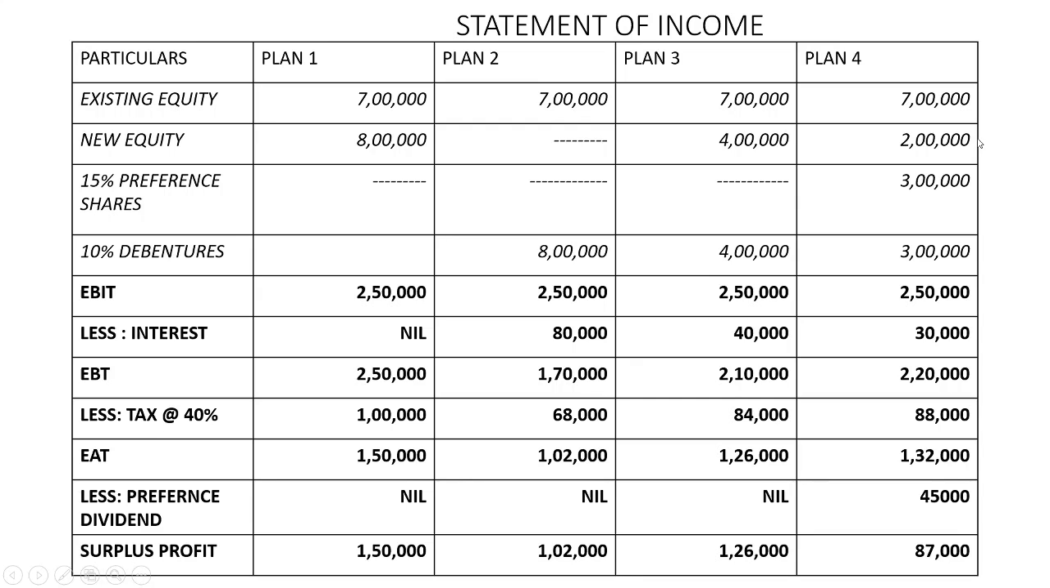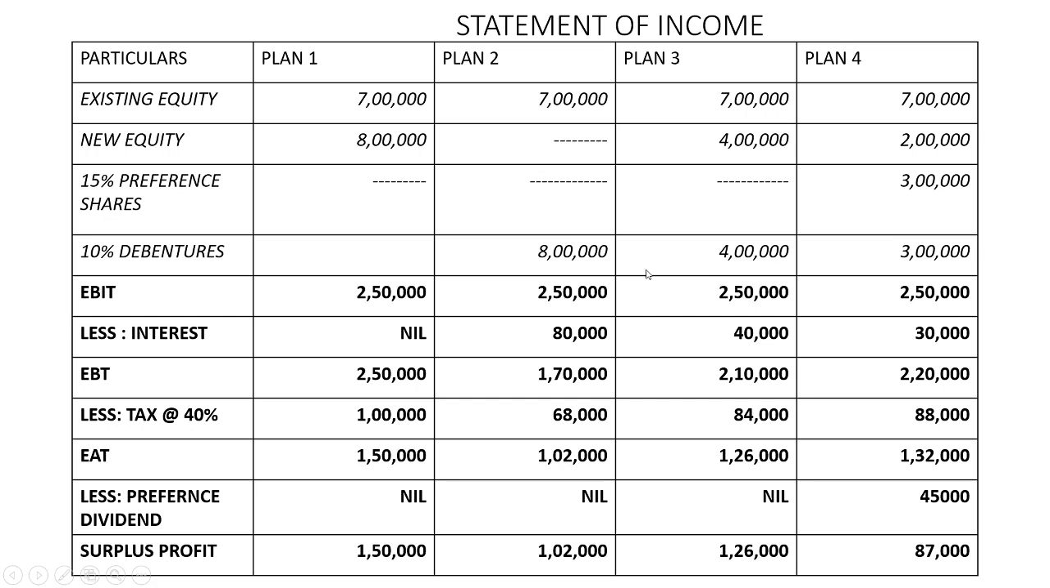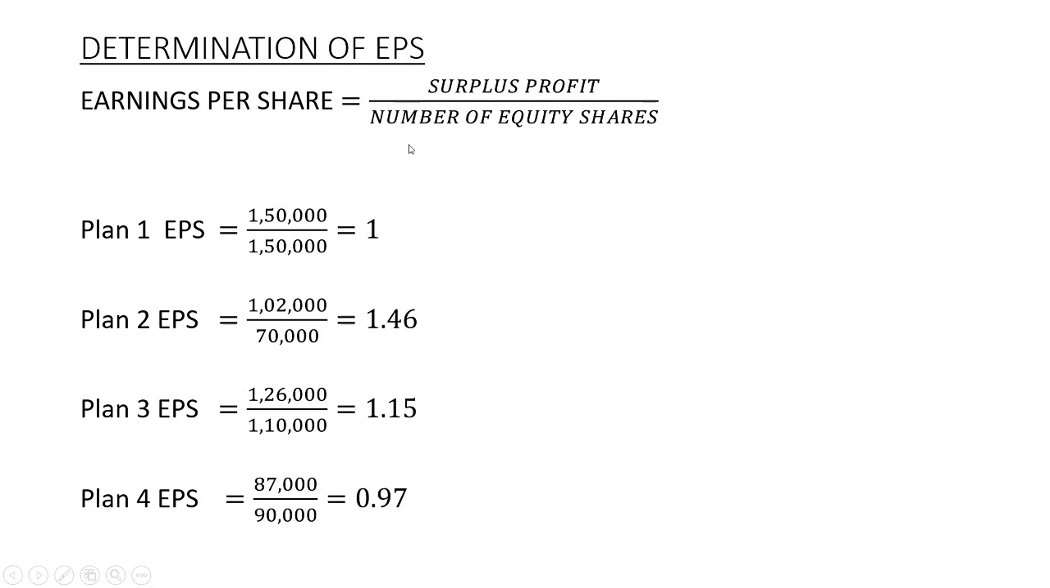So you should not get confused with the calculation of number of equity shares. It is based on the existing equity share capital as well as the new equity capital. Existing equity share capital is 7 lakh and the face value is 10. So we have calculated this way: 7 lakh divided by 10 is equal to 70,000 equity shares existing, and the new equity shares based on what is the new equity share capital. Now we are going to find out the earnings per share.